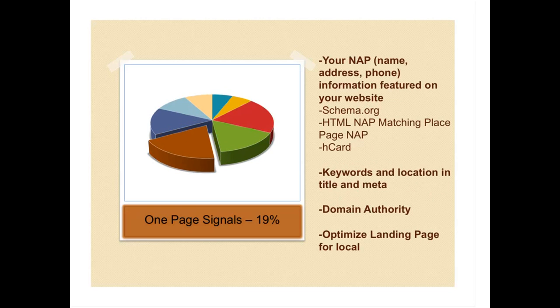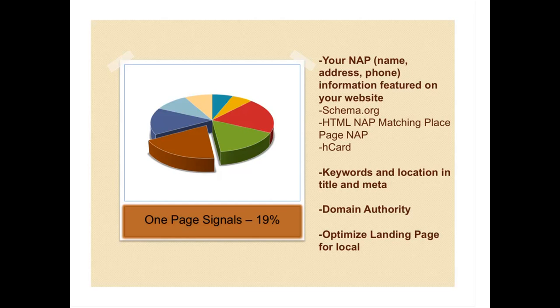And also a location keyword in the title tags and headlines, which is pretty crucial. Next, we have on-page signals. Once again, your NAP, name, address, and phone number information should be featured on your website. It should be the same across your schema, your HTML, matching your page NAP and your hCard, making sure all that is the exact same information so it doesn't confuse the Google spider when it scans your website. It can accurately represent your information, and so it'll bring it up whenever someone with an IP address in that proximity searches for something that could relate to your business.